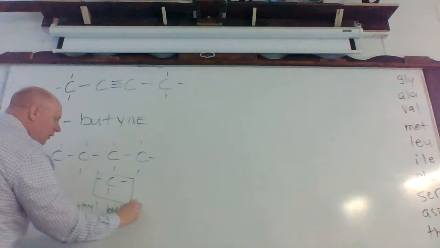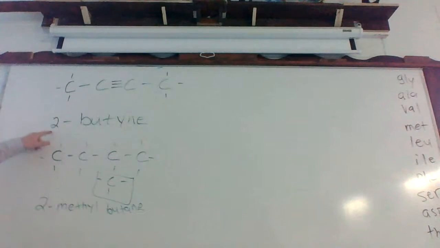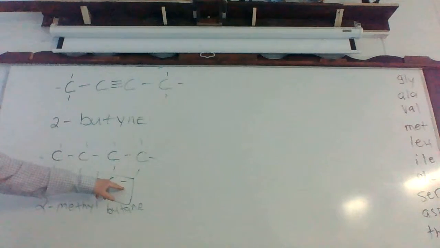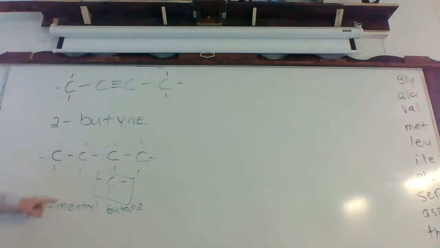Okay. So again, if there's nothing written after that number, you're just saying where that bond is located. Notice after this number, you're saying methyl as a derivative. Right there it is. Okay. Does everyone understand the difference between these two?